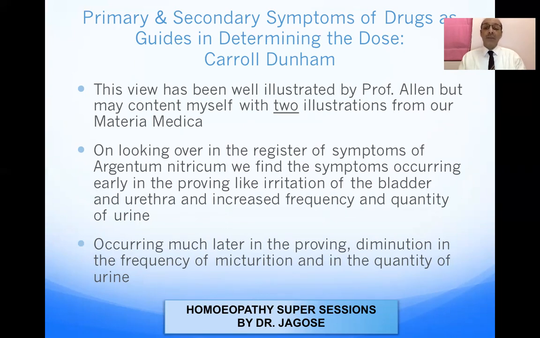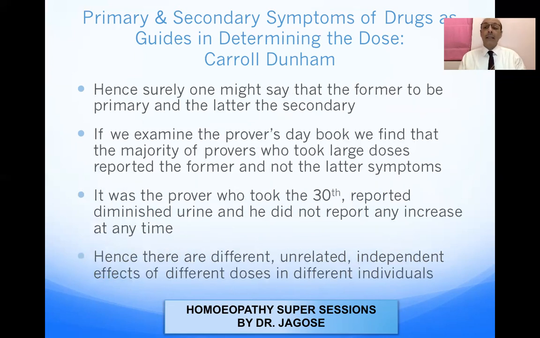On looking over the register of symptoms of Argentum nitricum, we find the symptoms occurring early in the proving, like irritation of the bladder and urethra, and increased frequency and quantity of urine. Occurring much later in the proving, there is diminution in frequency of micturition and in the quantity of the urine. So the secondary symptom will be the opposite of the primary symptom. Hence, surely one might say that the former is primary and the latter is secondary.